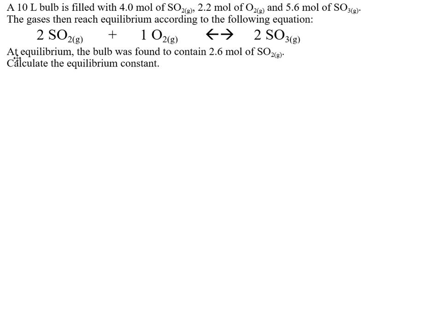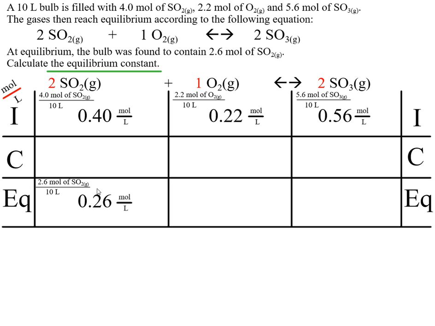Then when we read, at equilibrium the bulb was found to contain 2.6 moles of sulfur dioxide. So we only have one piece of information on sulfur dioxide. Note, everything they've given us is in moles, but it is in a container of 10 liters. So let's place them where they should be. All the pertinent information is now calculated in moles per liter; everything was divided by 10.